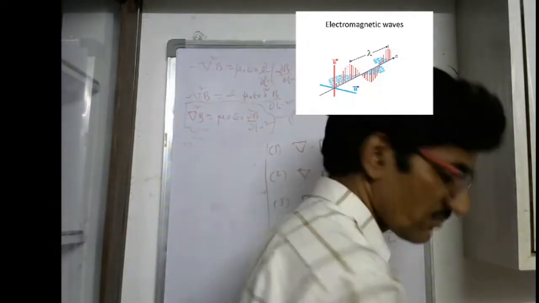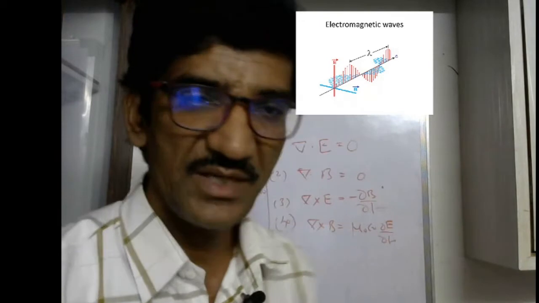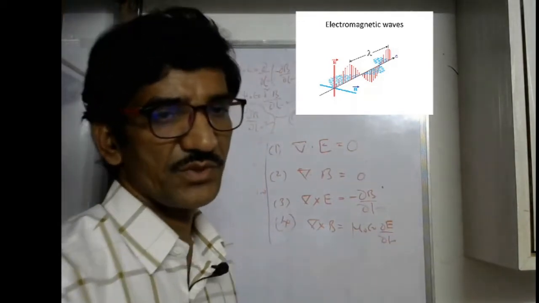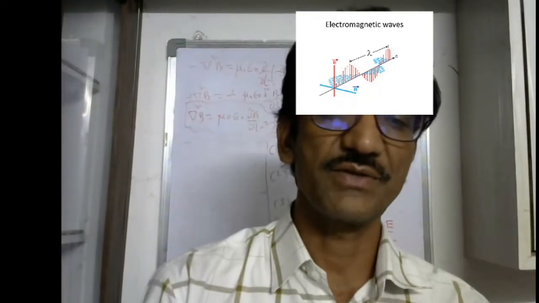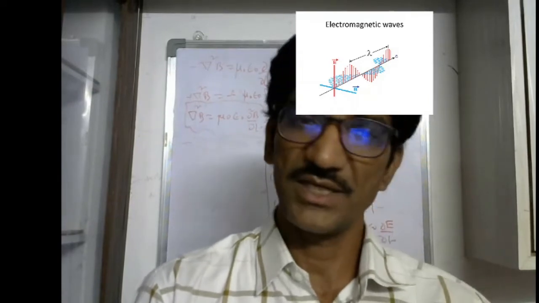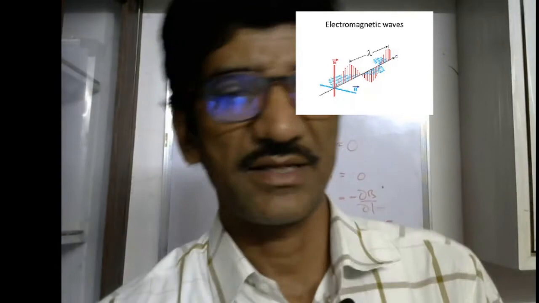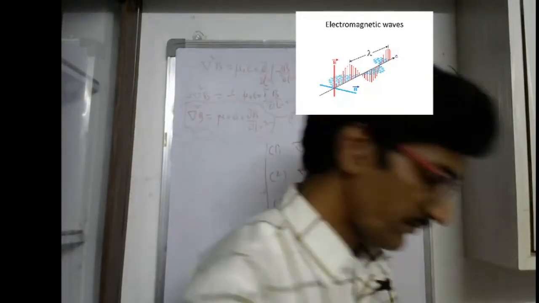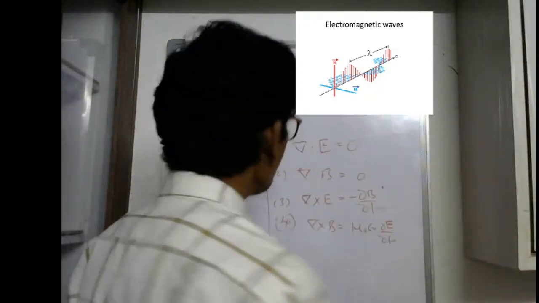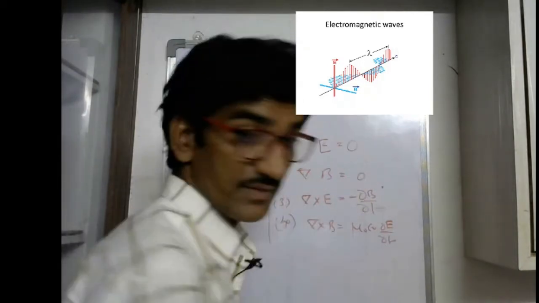To represent electromagnetic waves, considering either E or B is enough, because we know the relation between E and B. Maxwell's equations not only predict the existence of electromagnetic waves, they also give us the properties of the electromagnetic waves. Here, these are the Maxwell's equations.